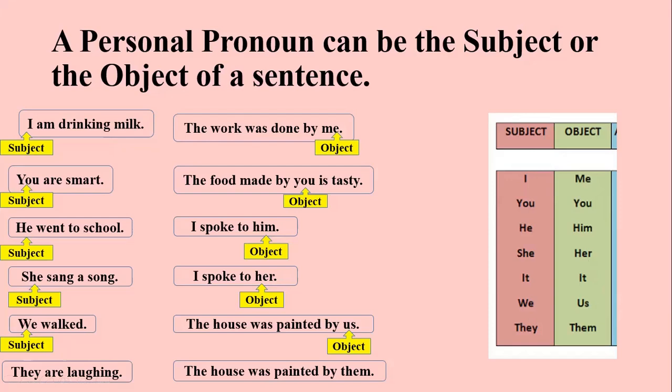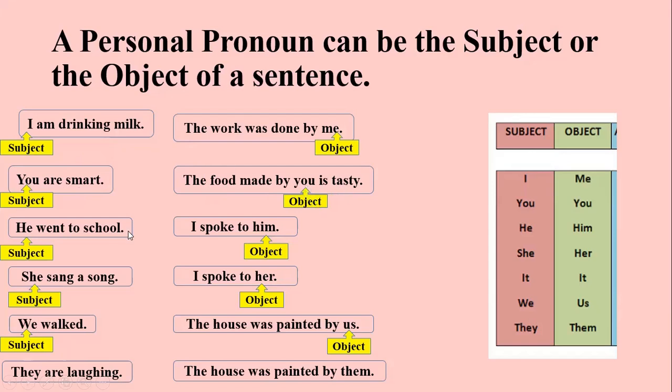of the sentence. Here I have included some sentences that show how personal pronouns act as the subject of a sentence as well as the object of the sentence. In the first sentence, I am drinking milk, I is the personal pronoun and it is the subject or the doer of the action. Coming to the second sentence, the work was done by me. Here, me is the personal pronoun and it acts as the object. Next one, you are smart. In this sentence, you is the subject. Then, the food made by you is tasty. Here, you is the object.